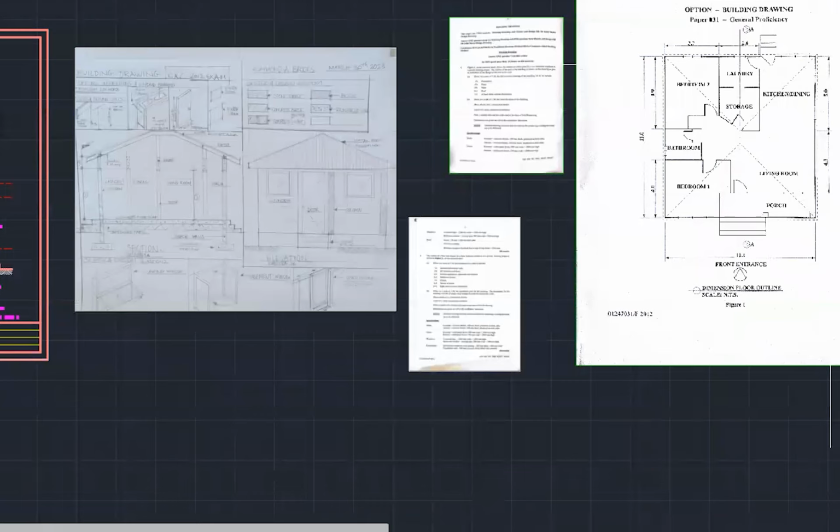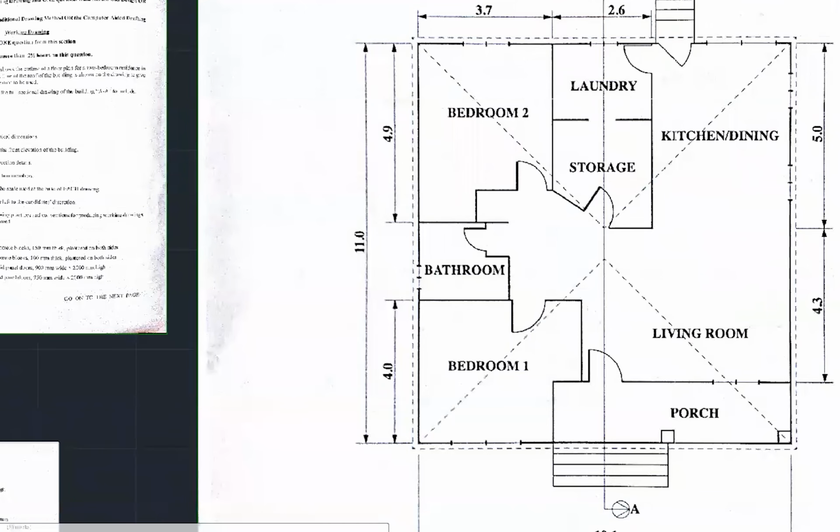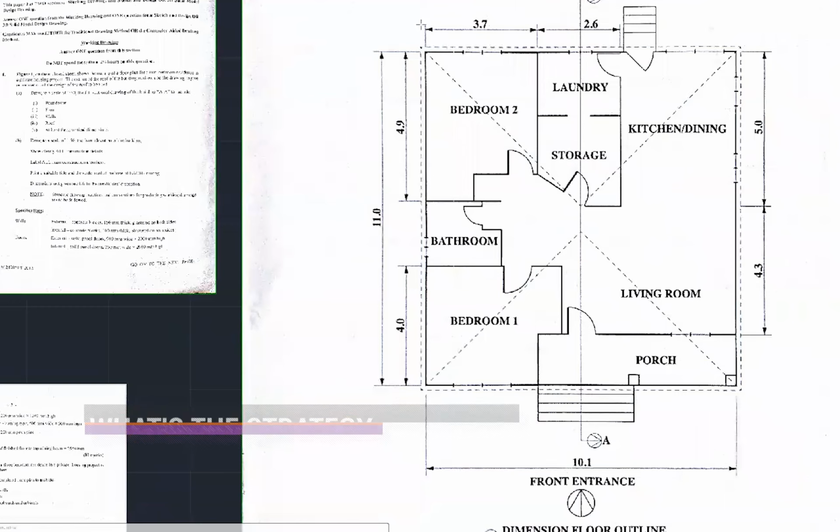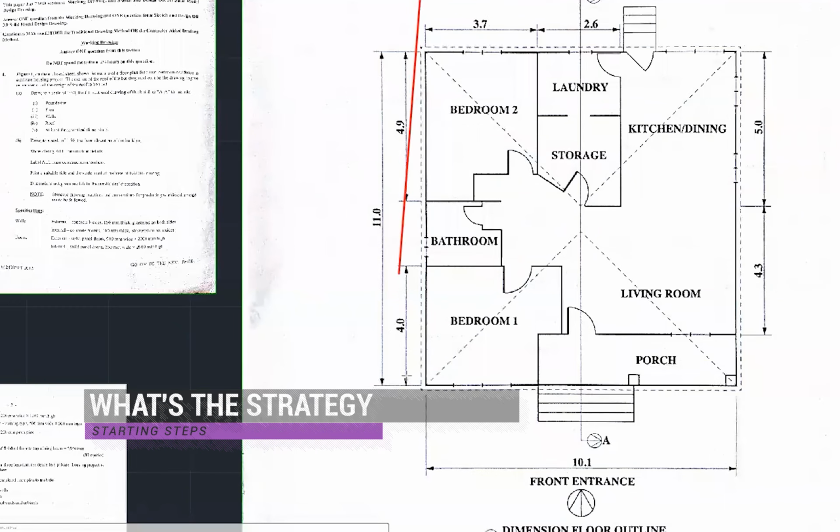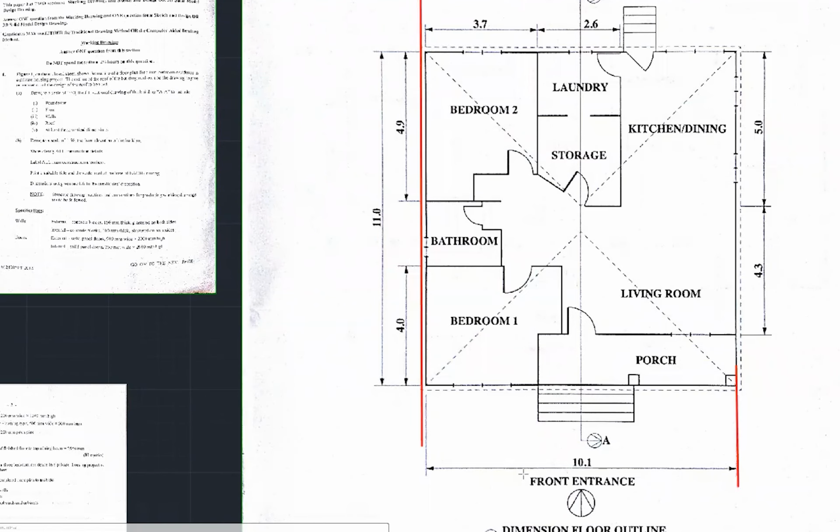Now, how do we draw this? Because we don't want to draw the plan. So what is the strategy? Well, the strategy is we're going to take this distance here and offset it 10.1. And we're going to come back and we have this distance 3.7. We're going to offset it from this position. And then I'm going to offset.